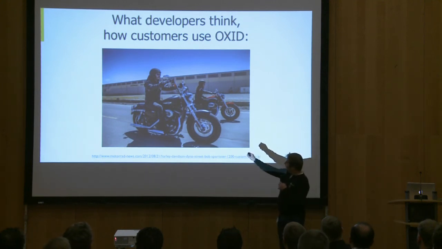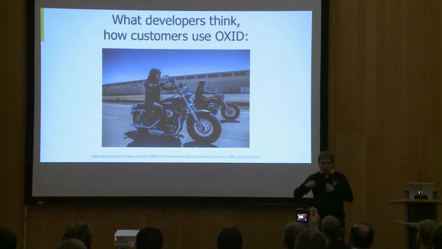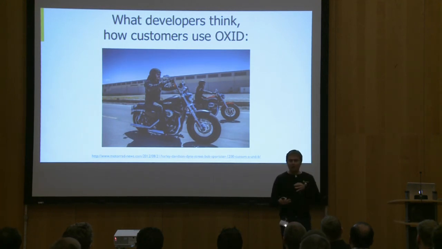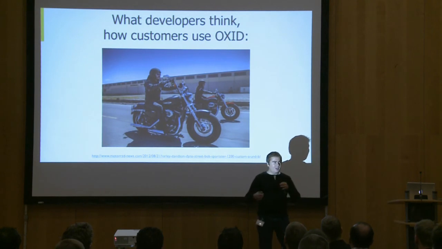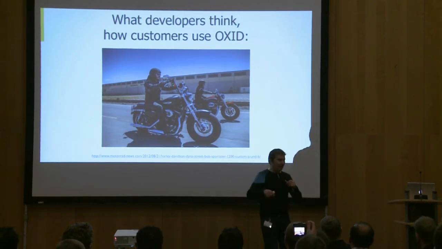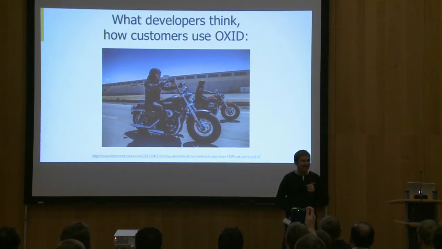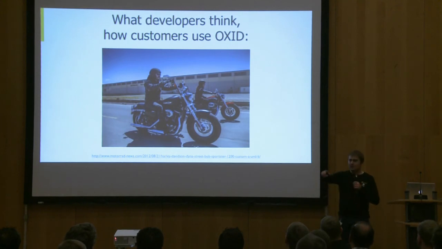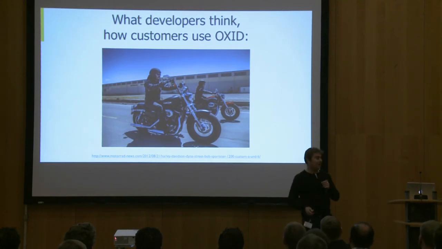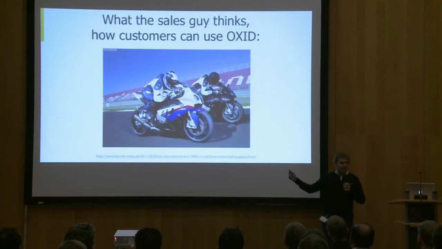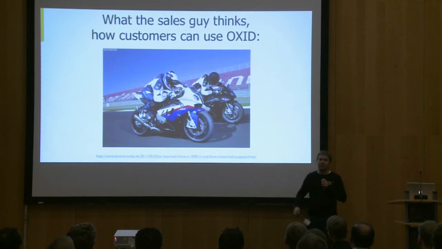So this is what you developers think how people can use OXID. It's a, I don't know if you can see it, it's a Harley. So with me, that means it's a solid brand. You can be proud to own one of these. If you see one other on the road, you give him a wave and you think, nice ride. That's what you think. Then between you and the customer, between you and Till, there's a sales guy. And what does the sales guy think how OXID can be used by the customers? It's like this. No need to explain.